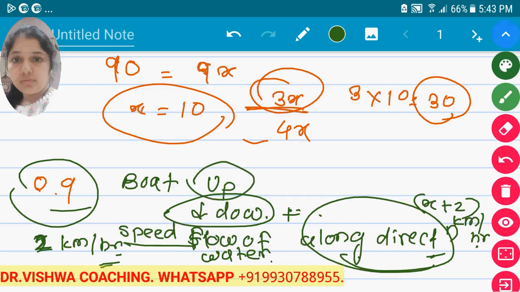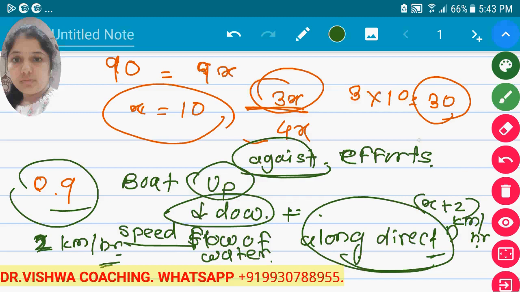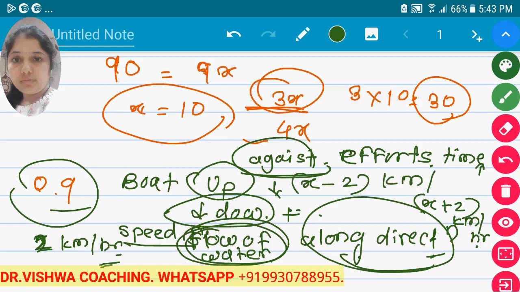Okay, now for upstream it is going against the flow, so it needs more effort and time is also more to travel, and its speed gets decreased because of the opposition of the flow of water. So its speed will be x minus 2 kilometer per hour.